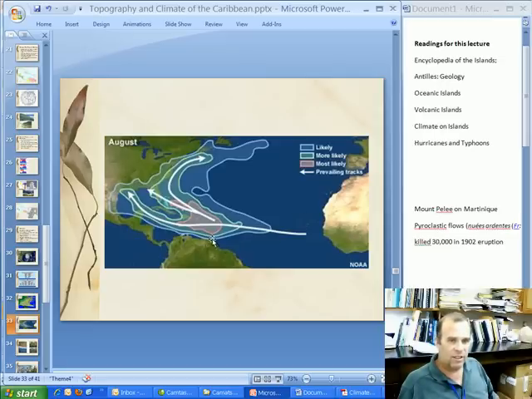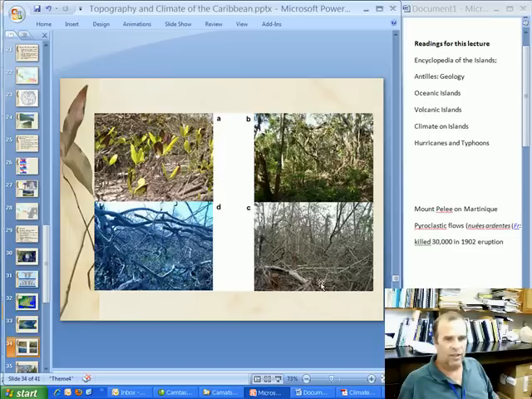Again, Trinidad there is in the, well, you can get hurricanes there, but it's much less likely than you would get up in the Lesser Antilles there. So what do hurricanes do? Here are some pictures pulled off the web which shows destructions caused by hurricanes.